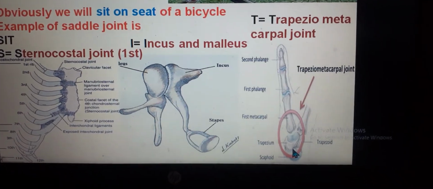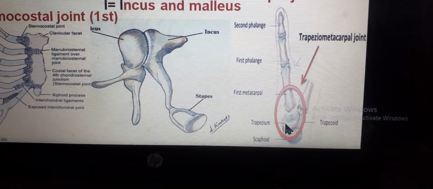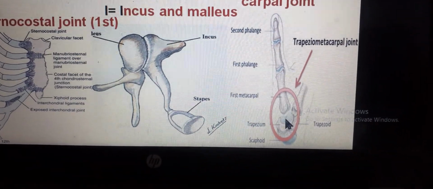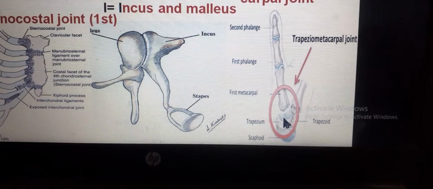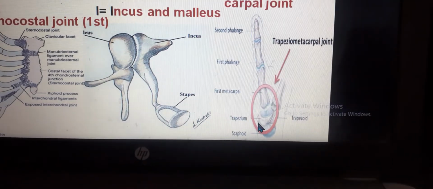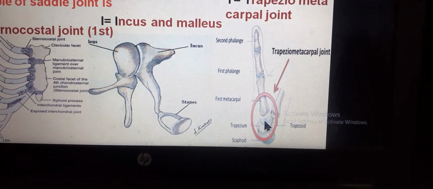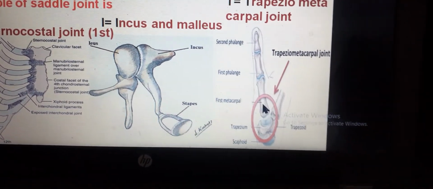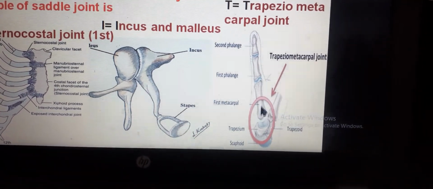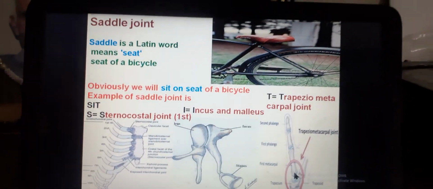trapeziometacarpal joint. Here is the trapezium. In the wrist joint there are the carpal bones. The most lateral in the distal row is the trapezium. Okay, and this is the first metacarpal. In between these two there is the trapeziometacarpal joint.